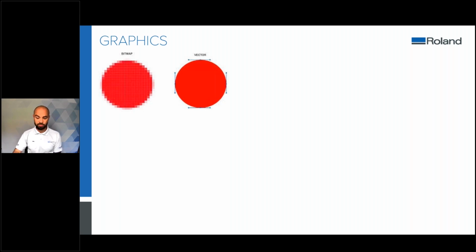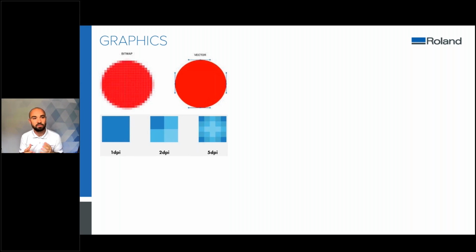Cutters need to use vectors. And vectors can be infinitely scaled. So if we have a graphic that's 500 millimeters wide, you can print that 5 meters wide, and there's no loss in quality if you're using vector-based graphics.